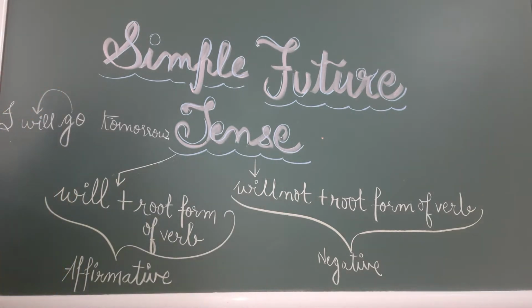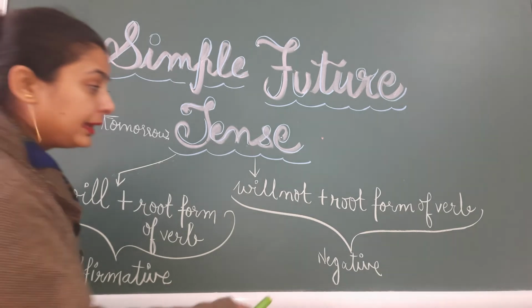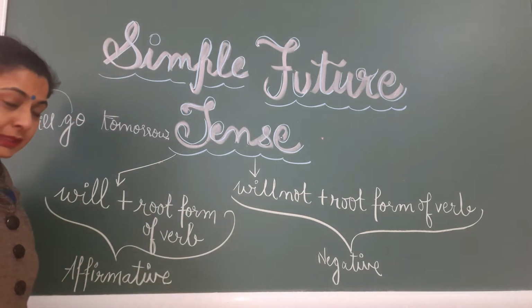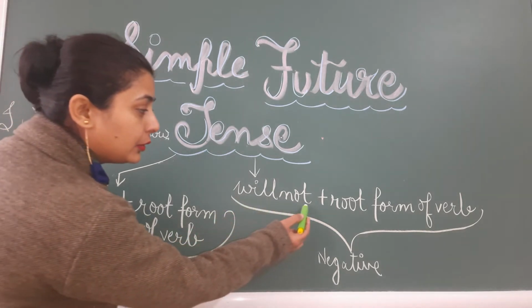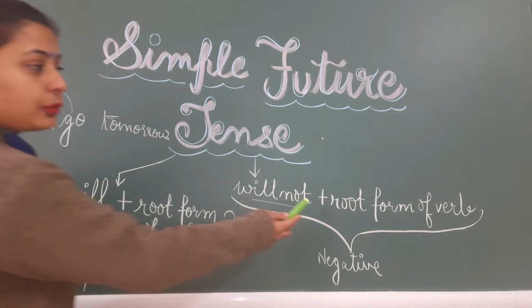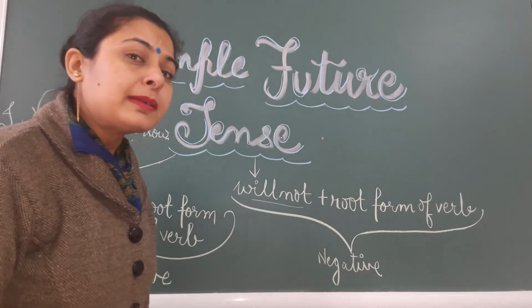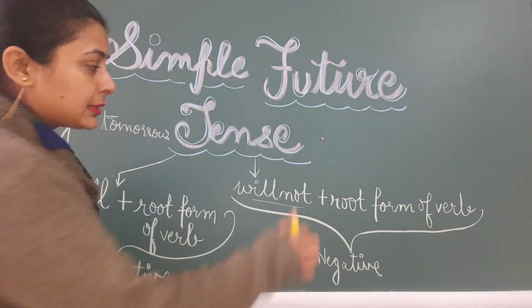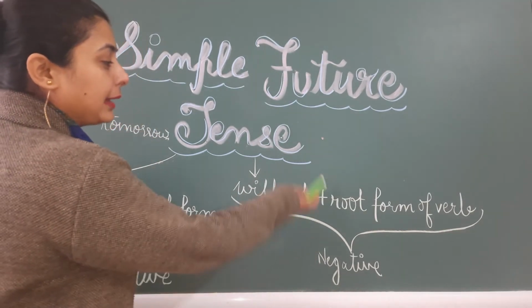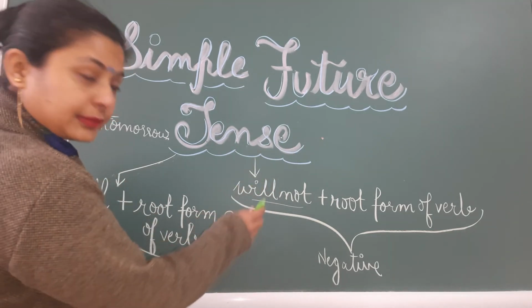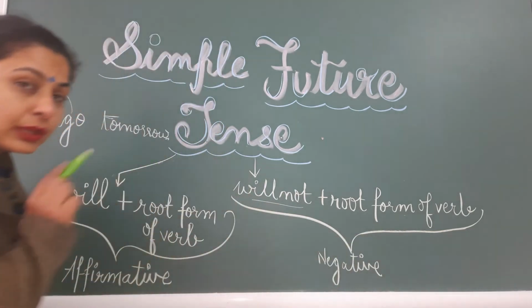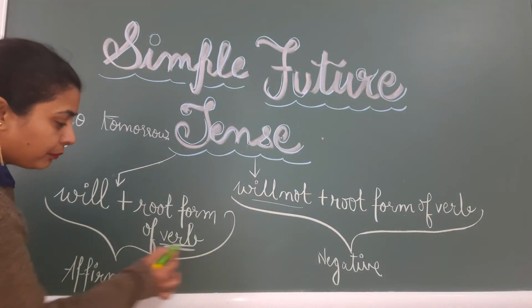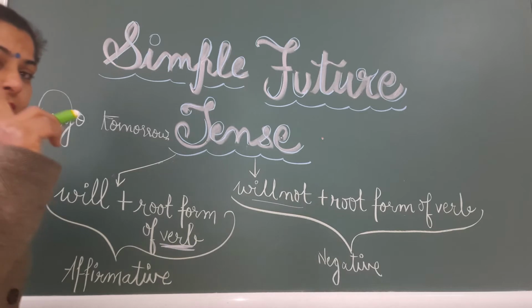Alright, so in case of negative sentences, if the sentence is negative, we will simply add will not before the root form or the base form of the verb. And remember two things. First of all, will we will add before the verb, and there will be no change in the spelling of the verb. The spelling of the root form, base form will remain as it is.